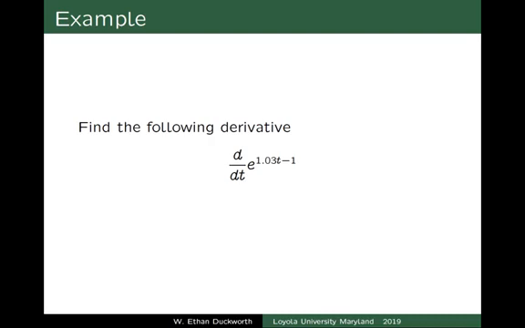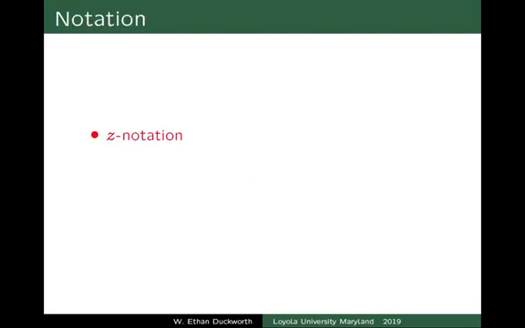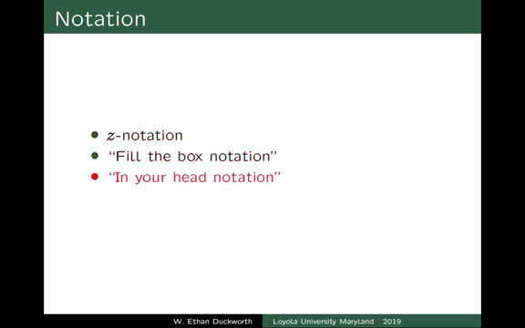In this example, we're going to look at the chain rule and apply that to take the derivative of e to the 1.03t minus 1. And I'm going to do this using three different kinds of notation: Z notation, fill the box notation, and in your head notation.